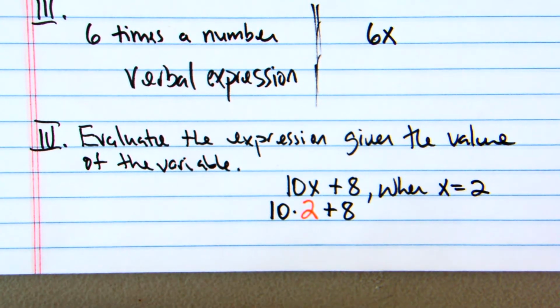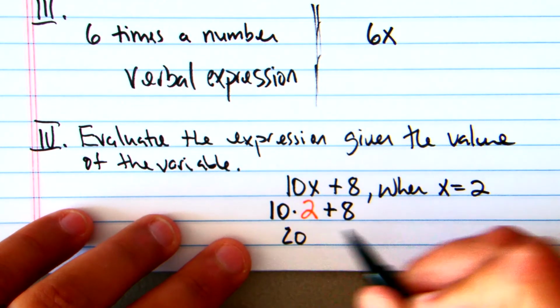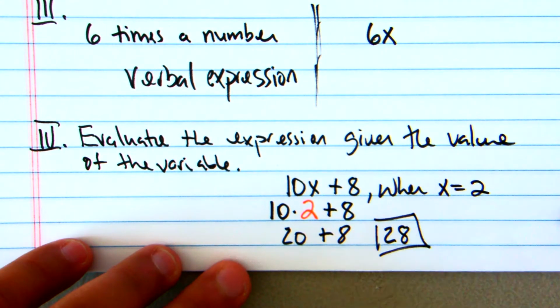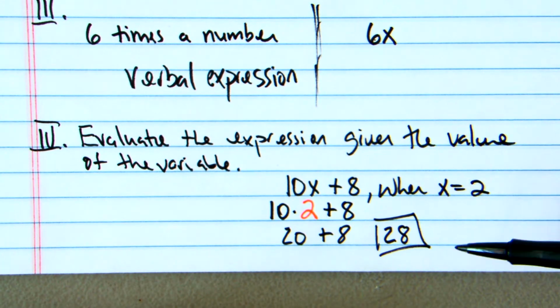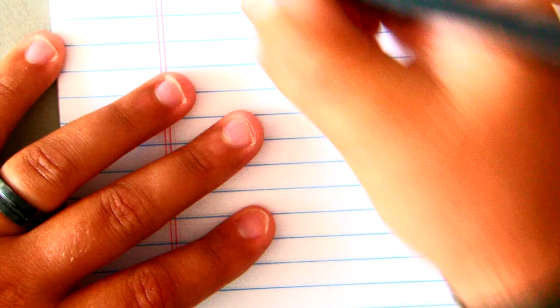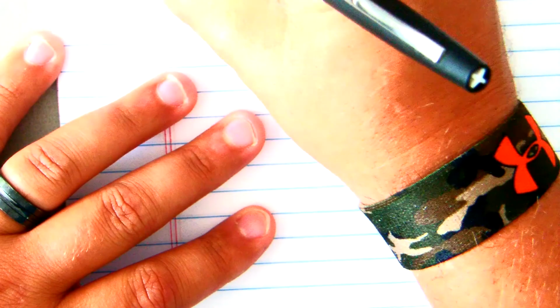So it looks a lot like order of operations. 10 times 2 is multiplication. I have 20 plus 8. And so my answer there is 28 is the correct answer to evaluate that only when x is 2. That is section 4 of your test. Now, moving on. Section 5, and I'm not going terribly too fast. Section 5, make sure that you can see what I'm doing here.